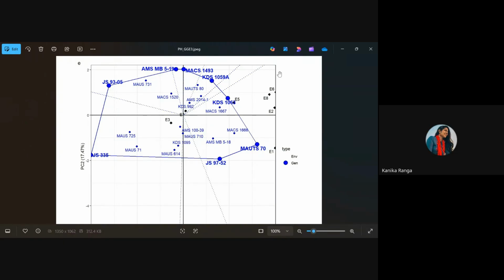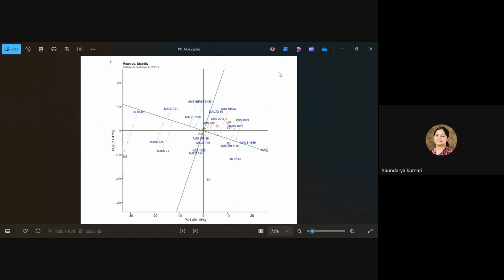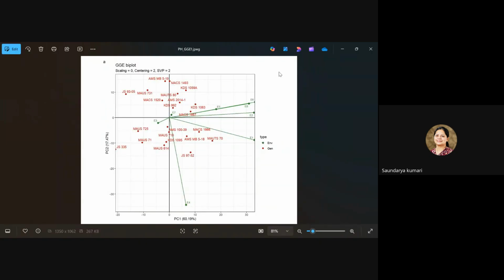So can we say, sir, that KDS 992 performs stably across all the environments, like even E6, E8, E2, and the farthest one, E4? Yes. On what basis? On what basis? The location of that genotype, its presence nearer to the origin.